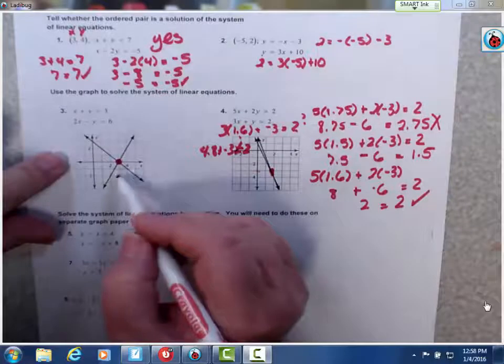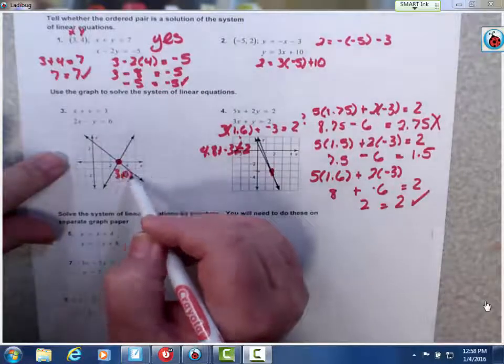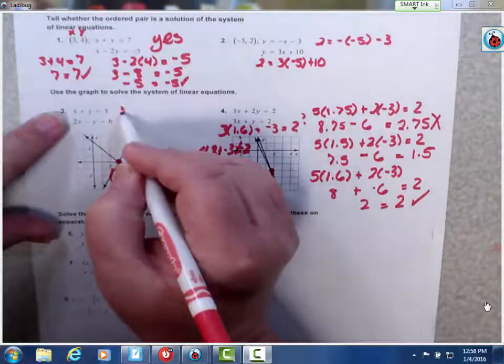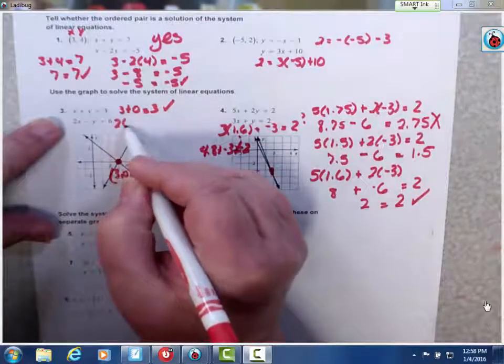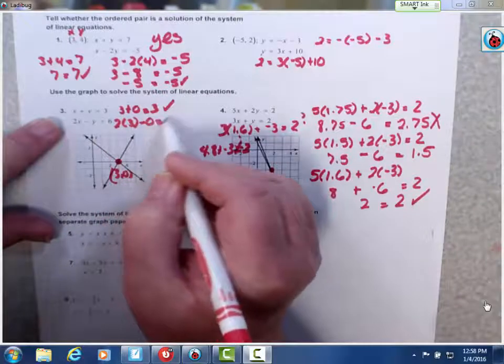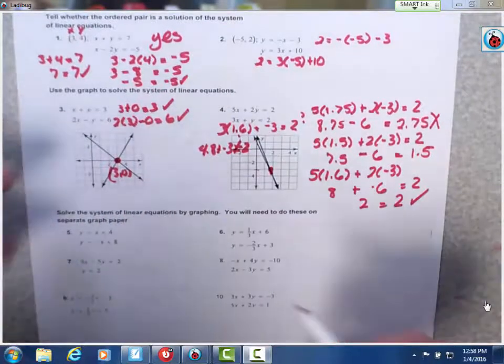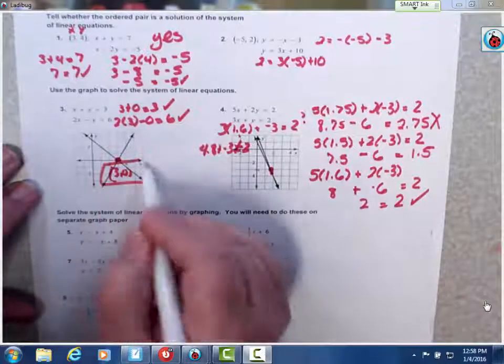At 3, 0. And substitute that in. 3 plus 0 equals 3. That's true. 2 times 3 minus 0 equals 6. That's true. So that's my answer there.